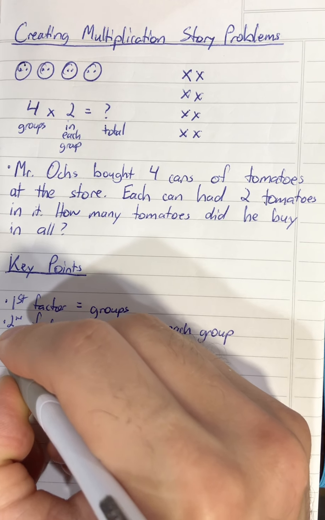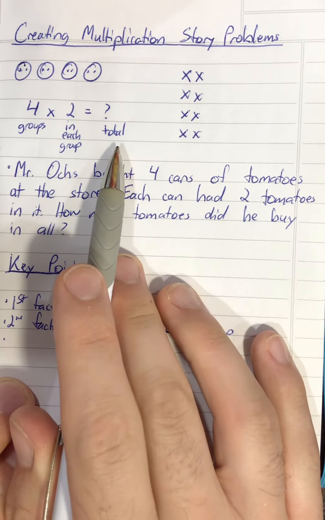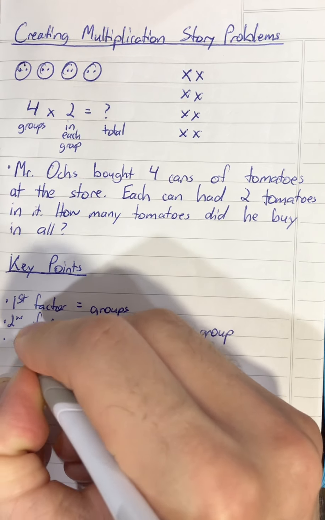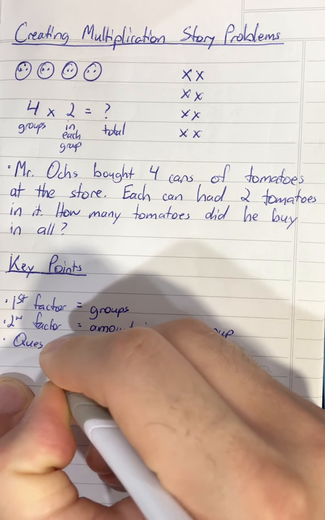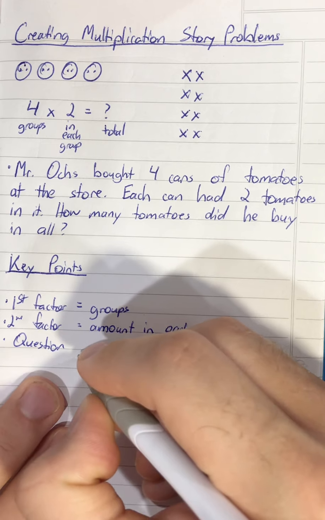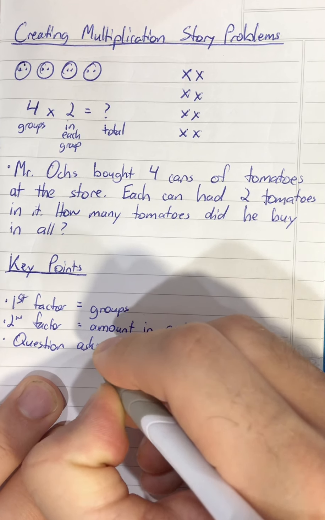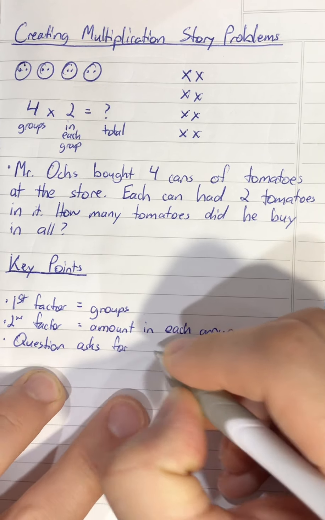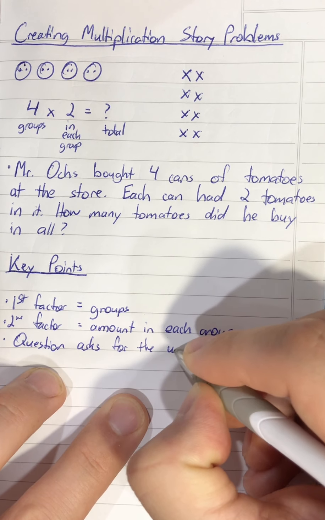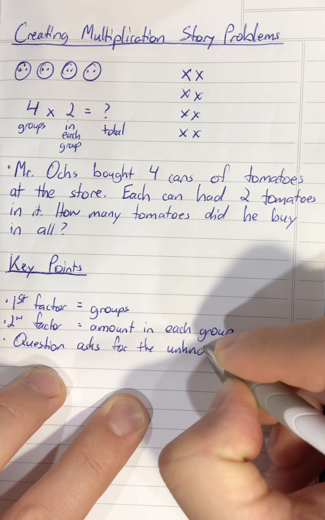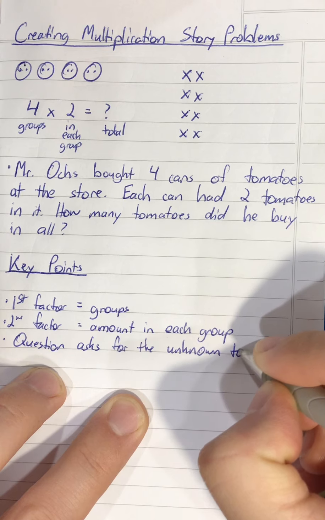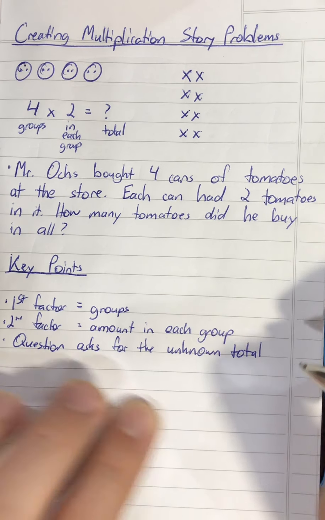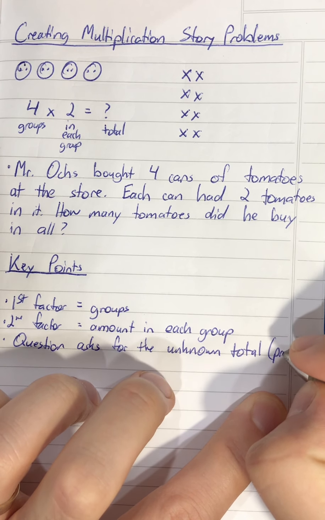And then we don't know the total, so we'll have a question that asks for the unknown total. And we know that is the product.